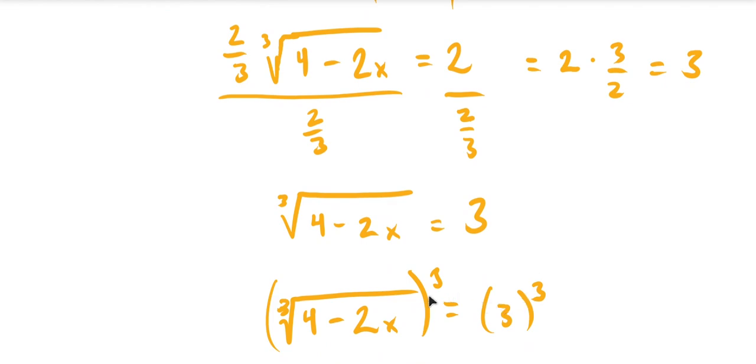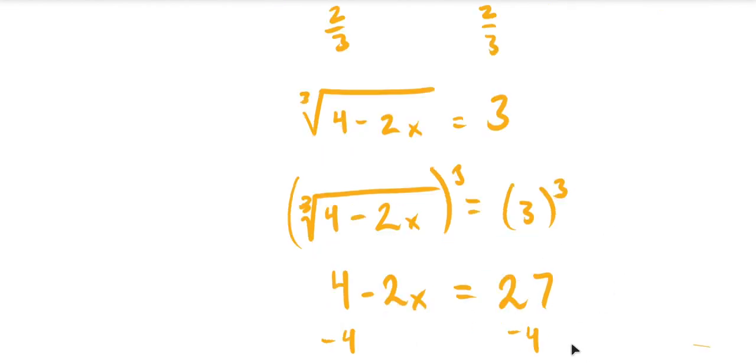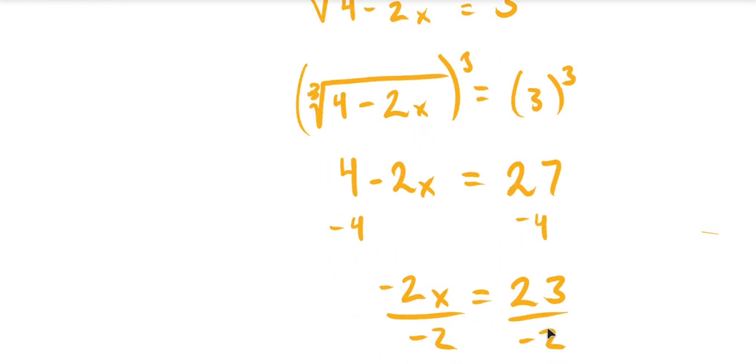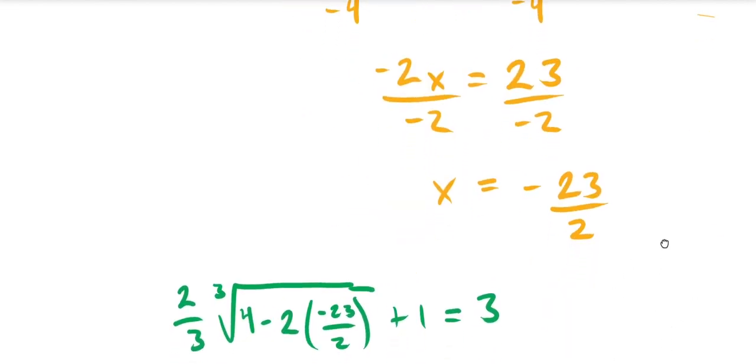Raising both sides to the third power, we'll get rid of this third root, and that just gives us our radicand, 4 minus 2x. This is equal now to 3 to the third power, which is 27. Minus 4 from both sides to get rid of this positive 4, and divide by minus 2 on both sides to get rid of this minus 2 times the x. This gives us the fraction negative 23 over 2. Is that correct? Only one way to find out.